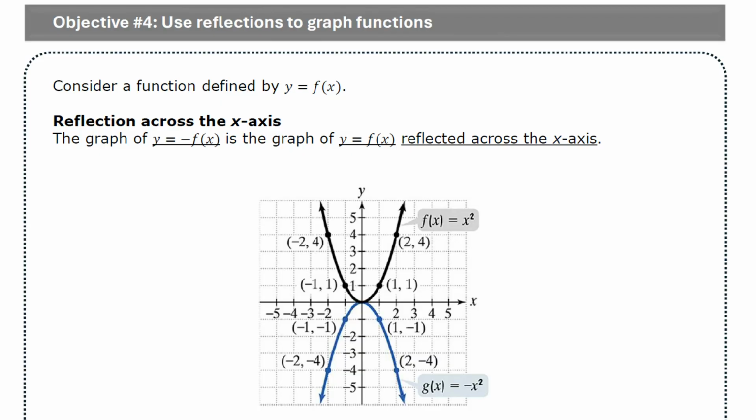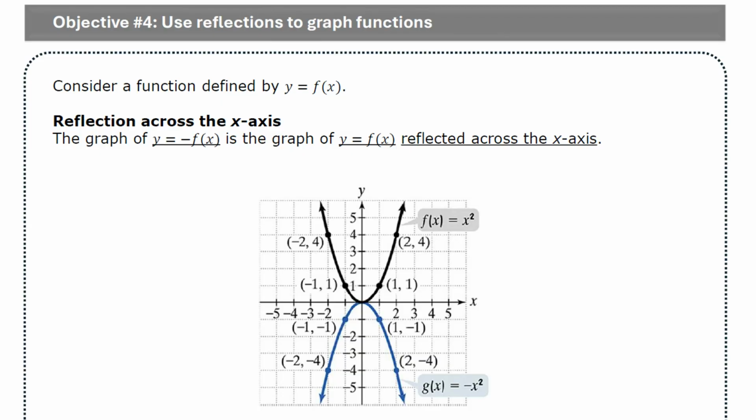So the first type of reflection is reflection across the x-axis. So you would have the graph of y equals negative f of x. And this would mean that the graph of f of x is being reflected across the x-axis. So when the negative is out front of your function, you are reflecting over the x-axis.